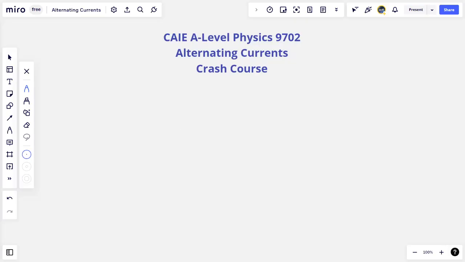Today we will be doing a crash course on the topic of alternating currents for Cambridge or CAIE Physics, A-Level Physics 9702. Now, alternating currents used to be a part of magnetic fields, and the topic itself is usually now done after magnetic fields, and on its own it is a fairly short standalone topic, but there are still some concepts that can make this a little bit complicated.